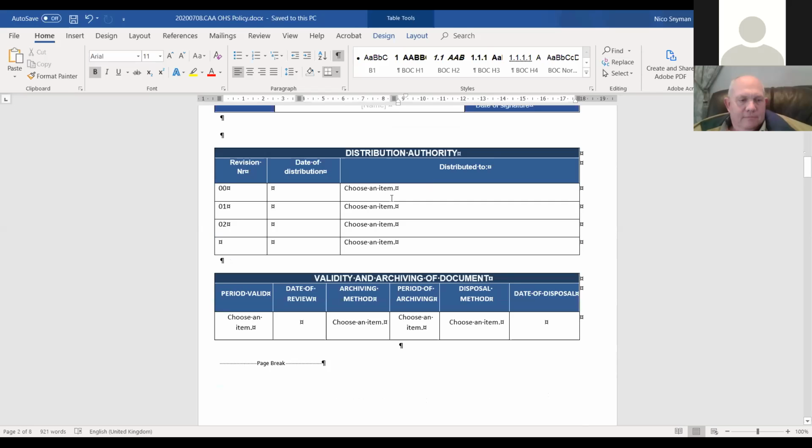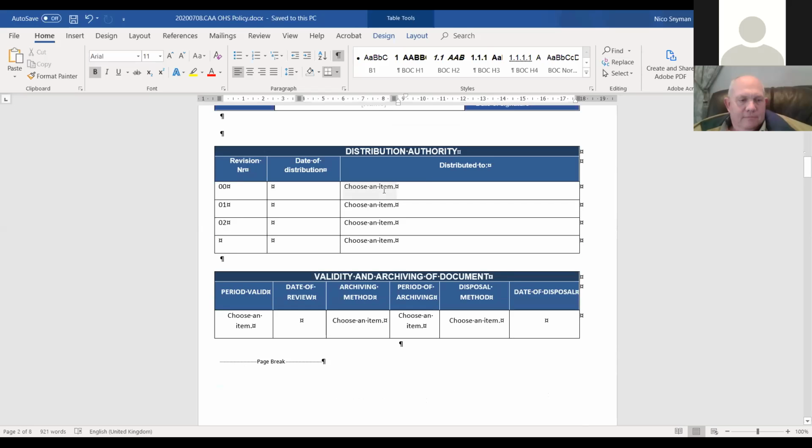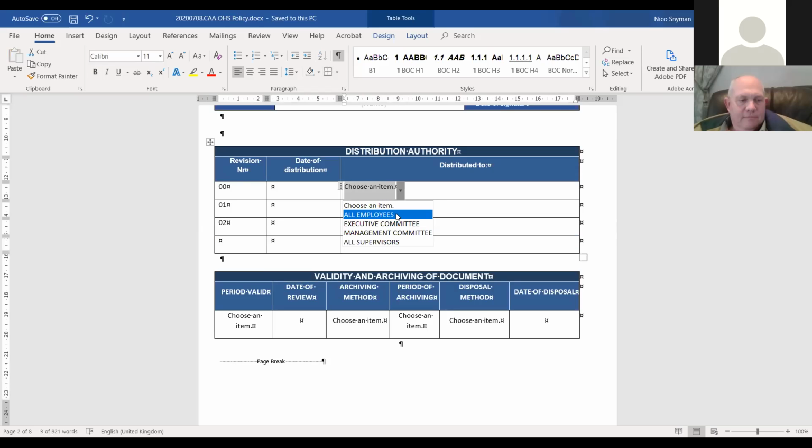Then distribution. Who's got authority to actually have access to that document? Is it all employees, or is it the executive committee? Is it the management committee? Is it all supervisors? Who can have access to that documentation, and how is it distributed, and when is it distributed? Because with all the previous documentation, whether it is a 00 number, and you are issuing a 01 number, and you are saying that in the 00 revision, or the original document, all employees had access to it, but now we are bringing something else into this. So we are saying that all supervisors and possibly executives, etc., can have access to this.